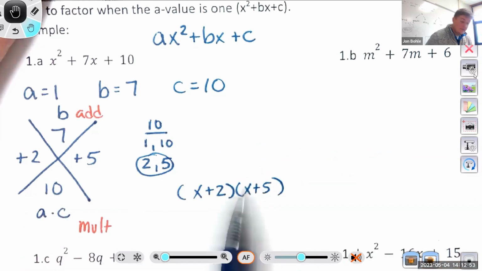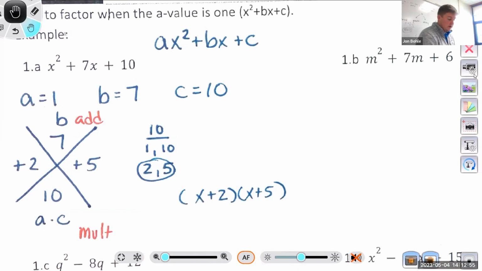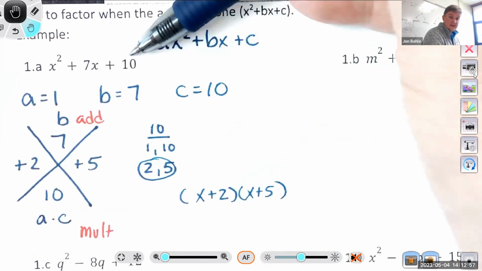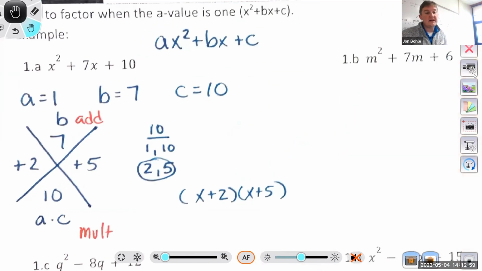There's my 2. There's my 5. If I were to box method and multiply this out, x plus 2 times x plus 5 is going to give me x squared plus 7x plus 10. So this is just undoing that multiplication methods that we worked on in the first half of the chapter.